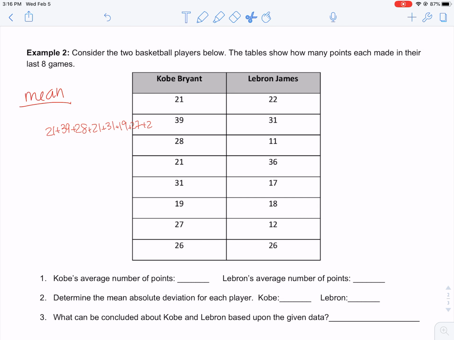Make it smaller. All over 1, 2, 3, 4, 5, 6, 7, 8. We have 8 different games. So once you get the mean for Kobe Bryant, it should be 26.5. So Kobe Bryant's average would be 26.5.